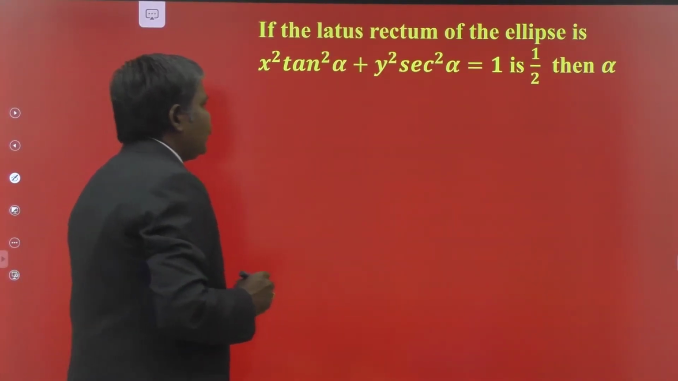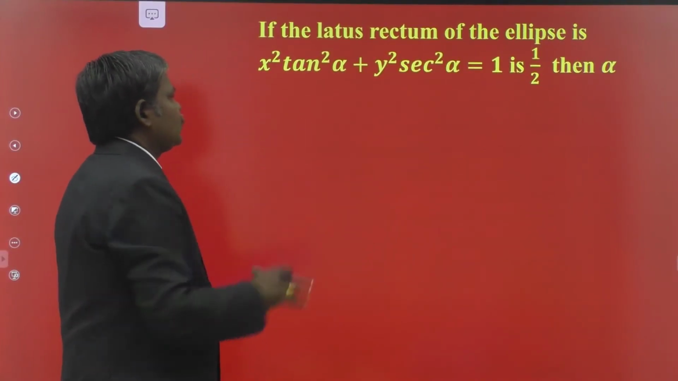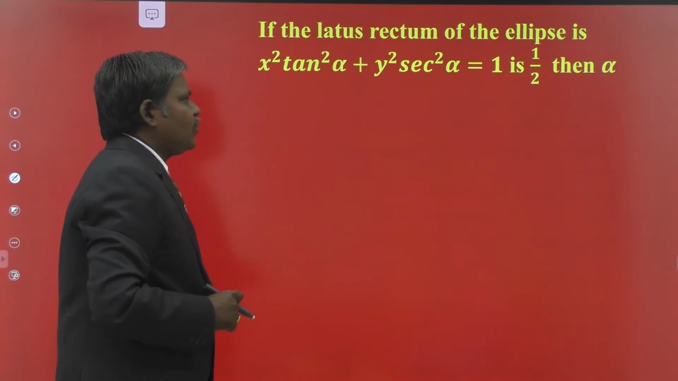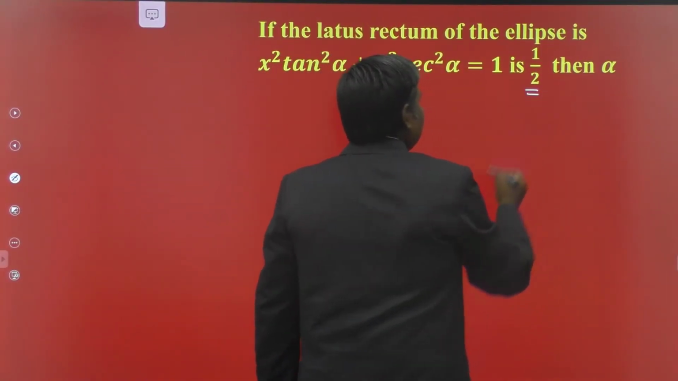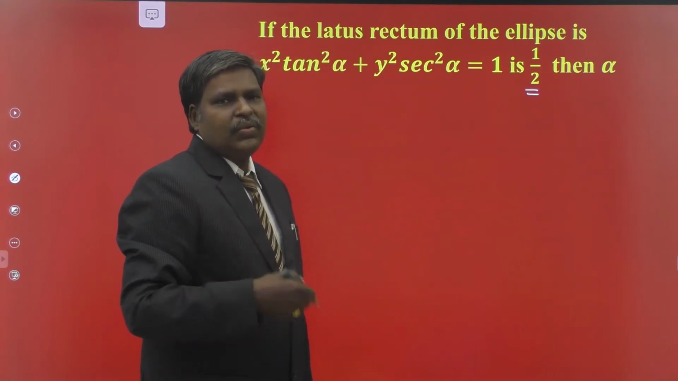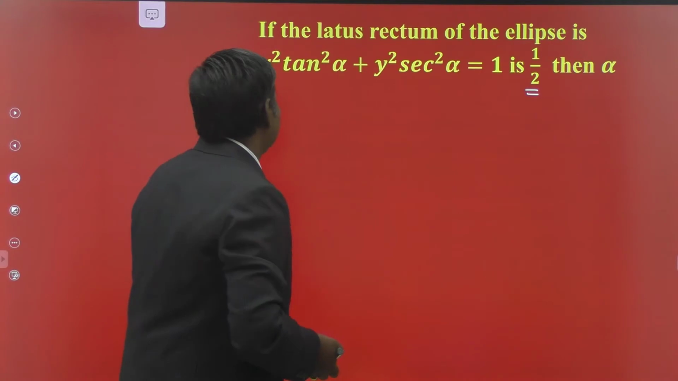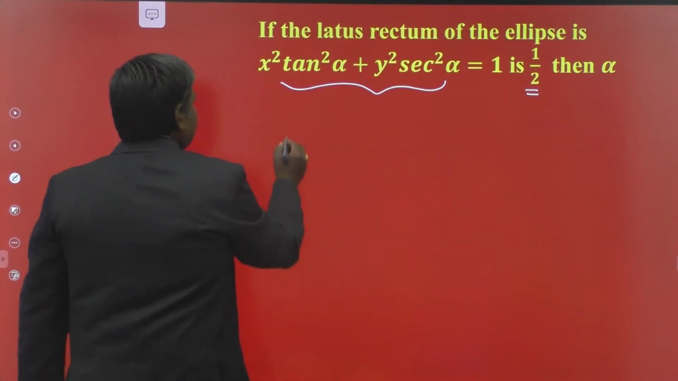If the latus rectum of the ellipse x square tan square alpha plus y square secant square alpha equal to 1 is 1 by 2, so the length of the latus rectum is given to you, that is half. Then you have to find out the value of alpha. So let us try to write this equation in the standard form first of all.